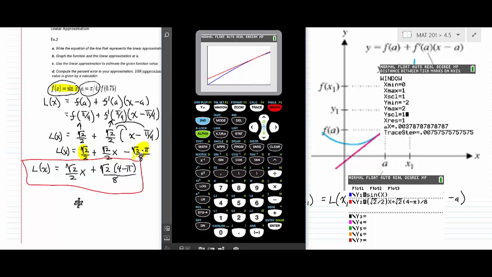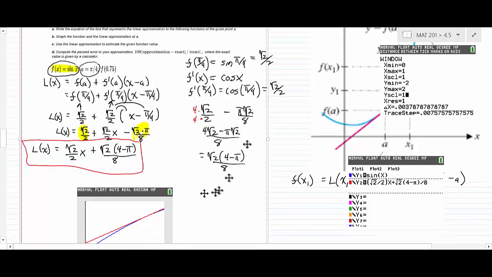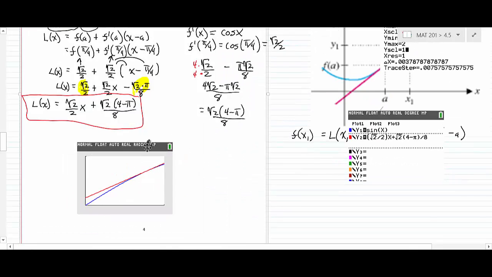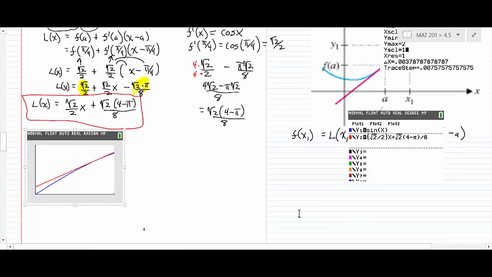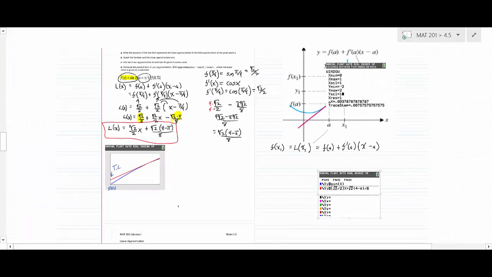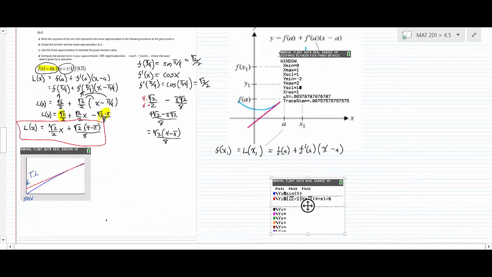I wouldn't expect you to do a graph on this any other way than to just get your calculator out and let the technology do that for you. So what you have basically here is sine of x, and then this is your tangent line like that. Now we're going to do the linear approximating formula, and then we'll do the error to finish this up.